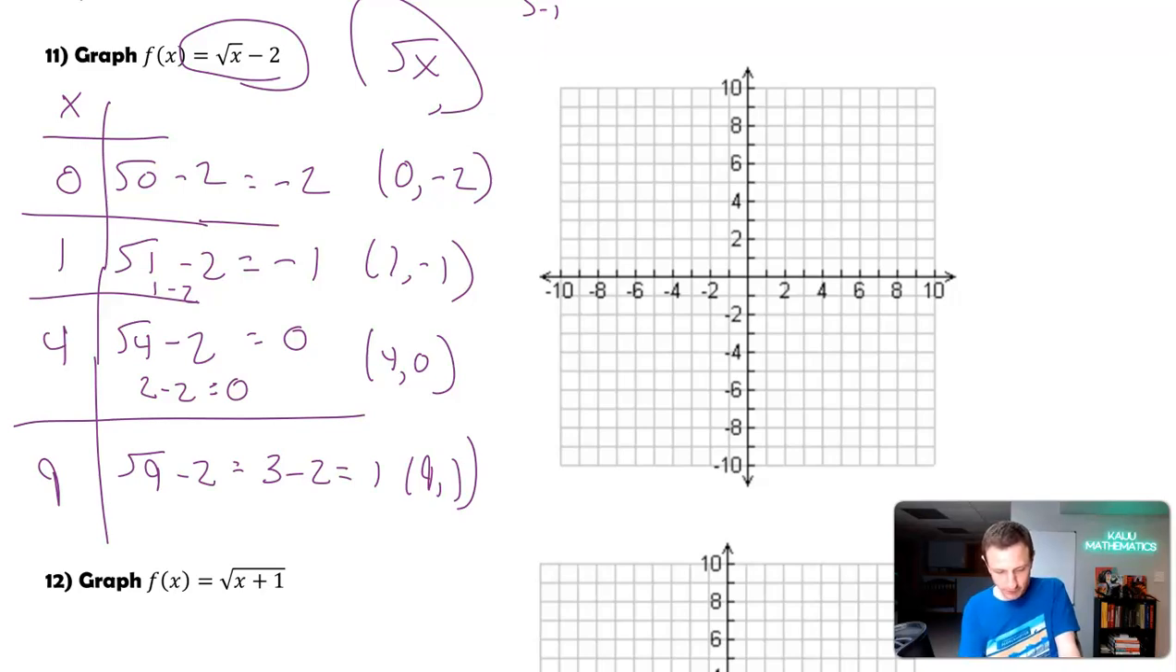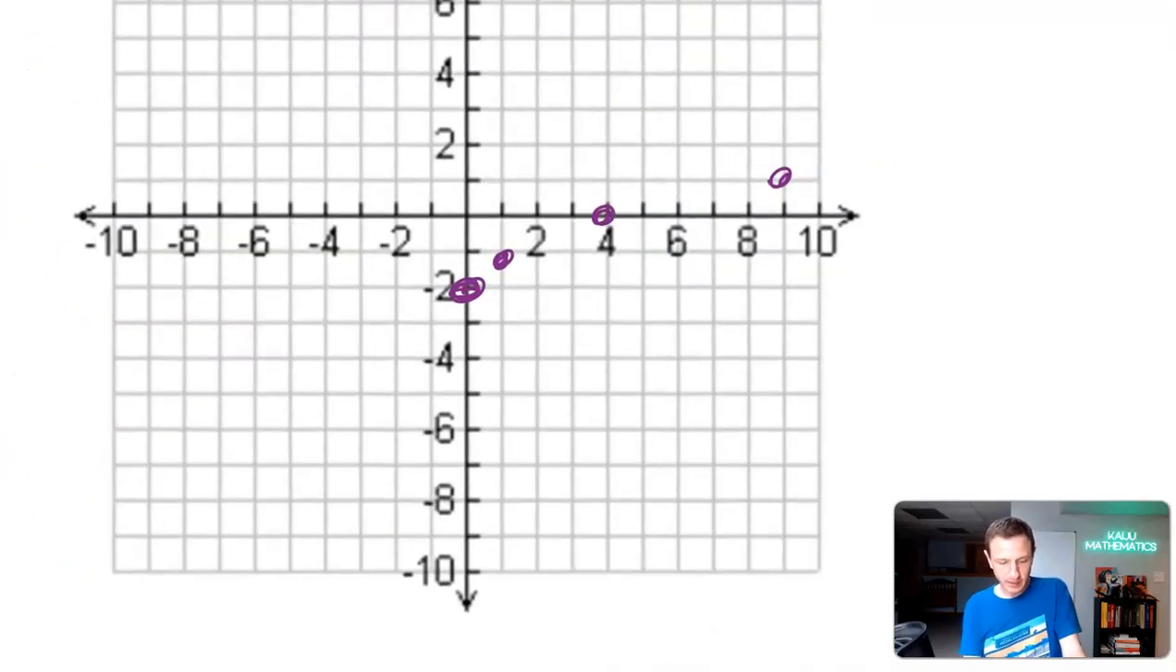So (0, -2) is right here. (1, -1) is here. (4, 0) is here, and (9, 1) is here. Look how that is kind of looking. It's not just a line coming out. It has a little bit of some curvature.